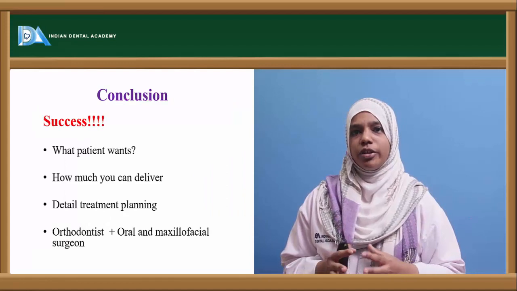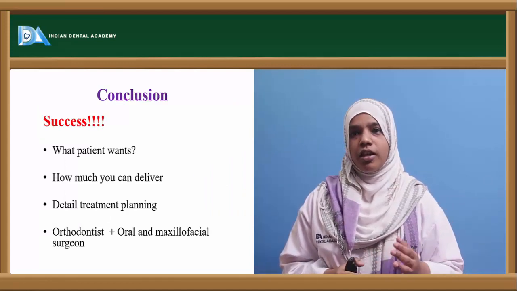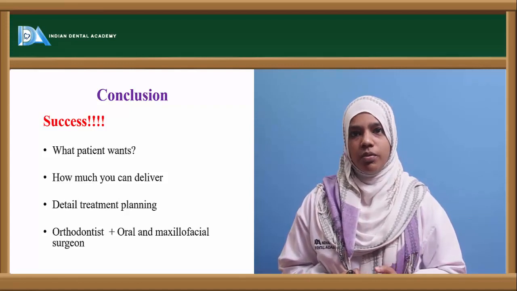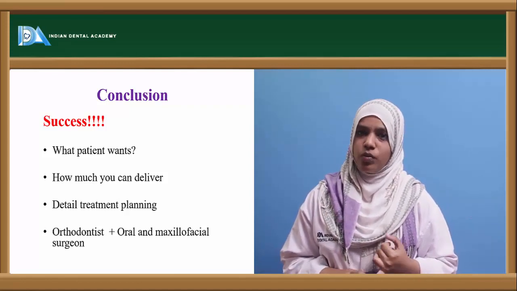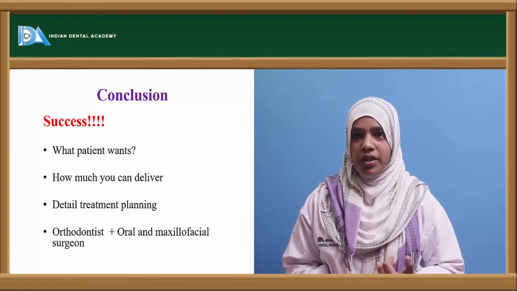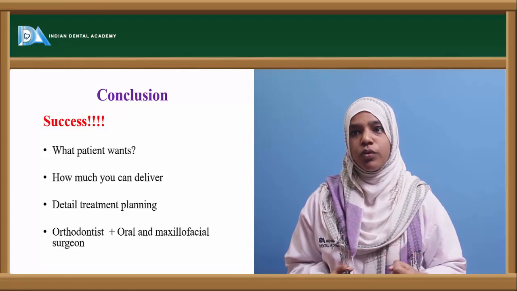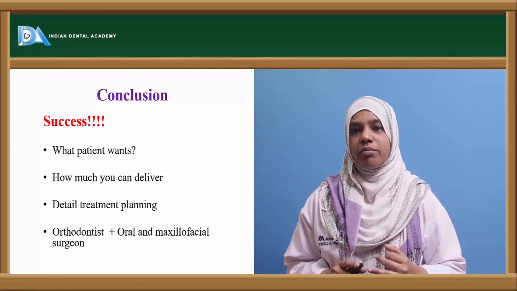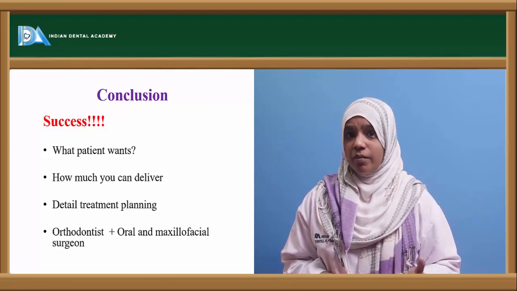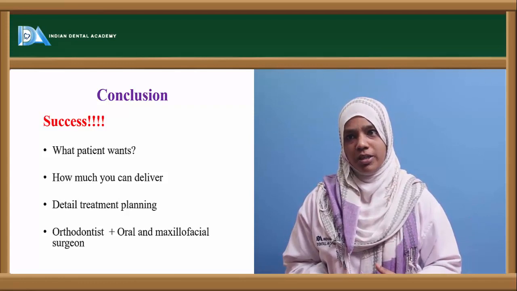With this, I would like to conclude by saying that for the success of orthognathic surgery, there are a number of points that you need to keep in mind. One is, what does the patient want? You should always ask what the demand of the patient is. At the same time, you should tell the patient what you can provide so that both of you can come to a consensus. Then a detailed treatment planning is a must in this case. And as I mentioned earlier, it is always a collaboration between an orthodontist and an oral and maxillofacial surgeon.